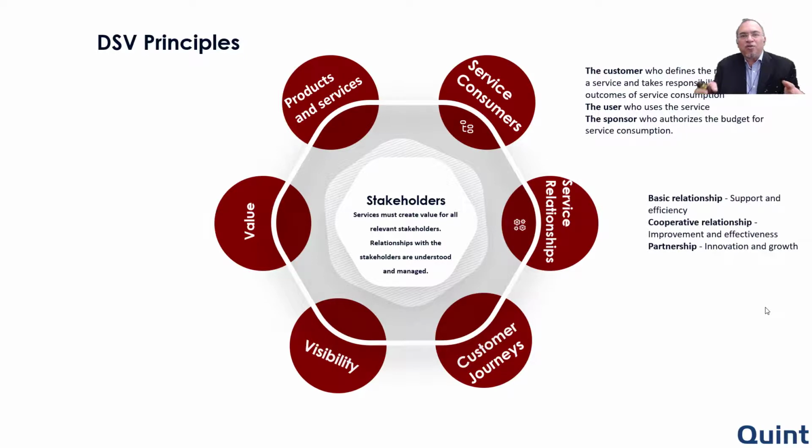The next one is about service relationship, and these, in different organizations, are of different types and different sizes. One of the things is that there are basic relationships which are just focused on support and efficiency. Then there are cooperative relationships, which are actually focused on improvement and efficiencies. And then lastly, there are partnerships, where long-term partnerships between service provider and consumer are more focused on simultaneous innovation and growth for both of them.